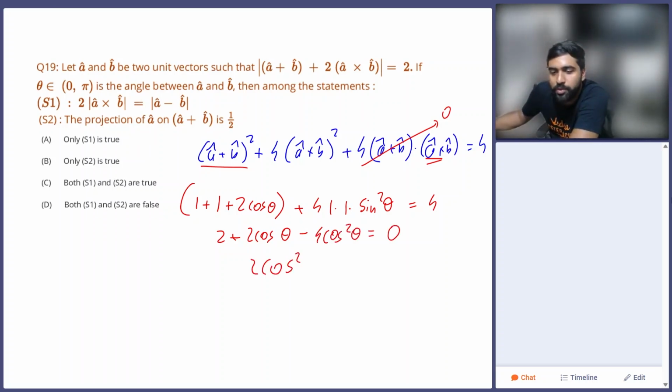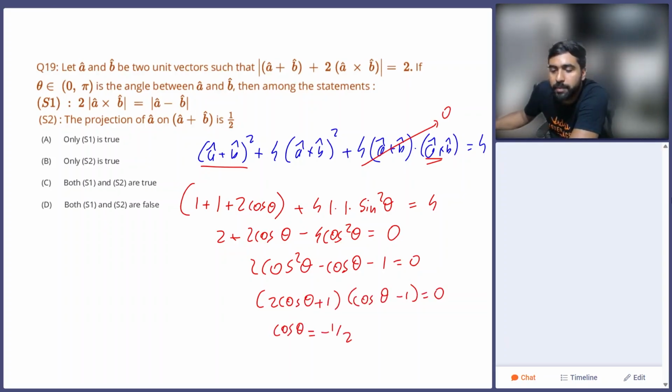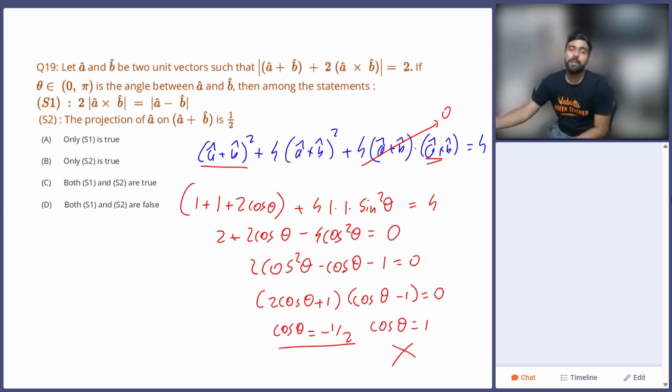So what do you have? You have 2 cos square theta minus cos theta minus 1 equals 0. So this is (2 cos theta + 1)(cos theta − 1) equals 0. So you have either cos theta equals minus 1 by 2 or cos theta equals 1. Now between 0 to pi, cos theta equals 1 is never really going to happen, right? Cos theta equal to 1 happens at 0. So this is not possible. So you'll only take cos theta equal to minus 1 by 2 as the acceptable value over here.